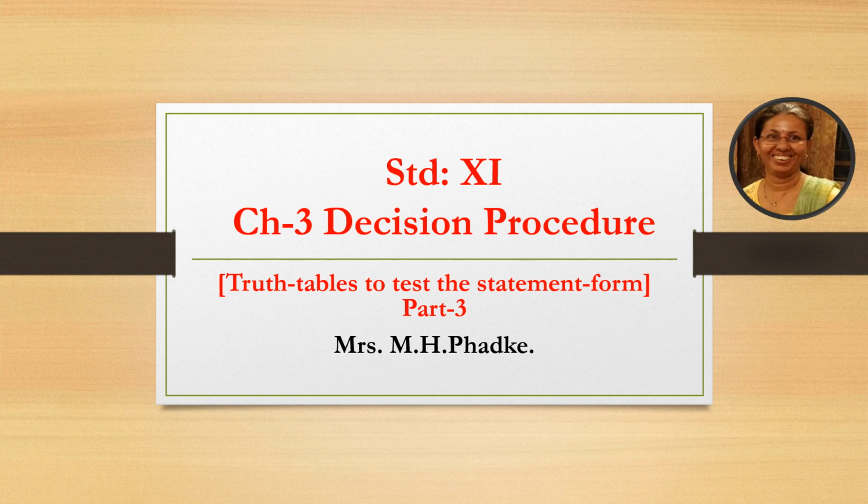Good afternoon. In this session, we will be studying Chapter 3, Decision Procedure: truth tables to test the statement forms. We already know that there are three types of statement forms. That is, the statement is either a tautology, a contradiction, or a contingency. So using the basic truth tables, we will continue with the previous exercise.